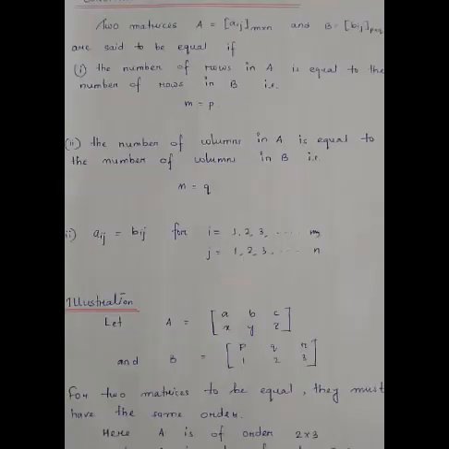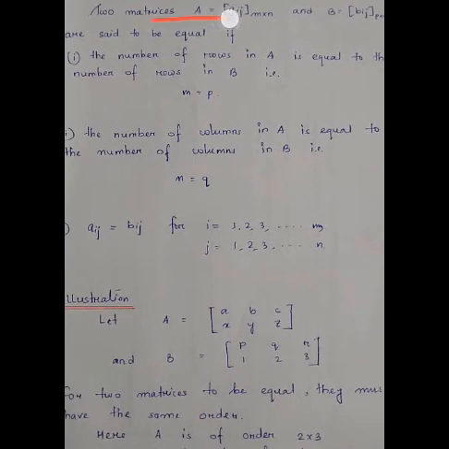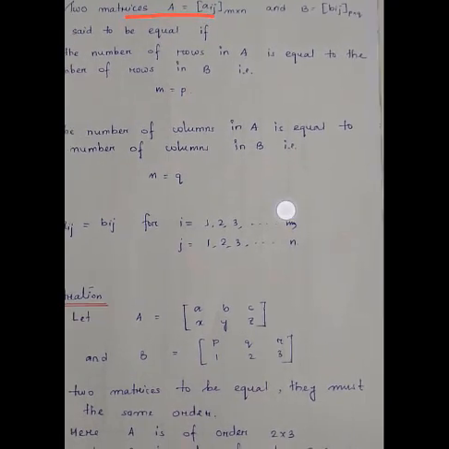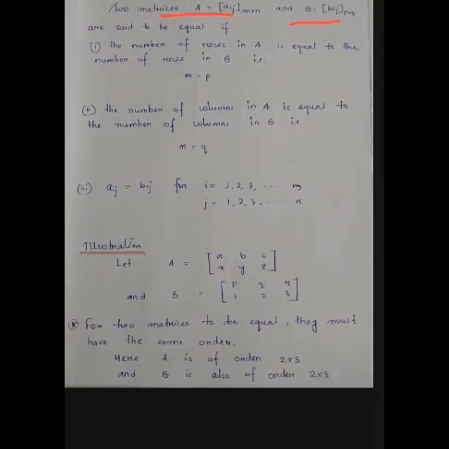Next, coming to the condition of equality of two matrices. I mean the condition of equality of matrices. So two matrices, capital A and capital B, with arbitrary elements Aij and Bij respectively, are of orders m by n and p by q respectively.